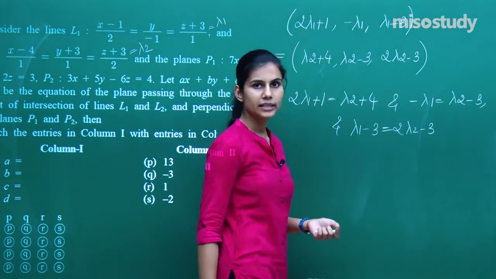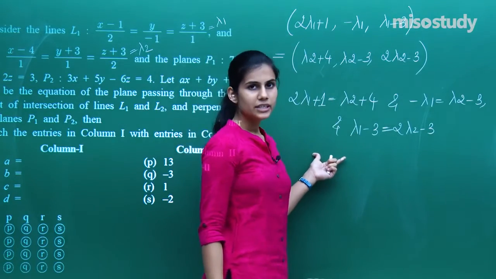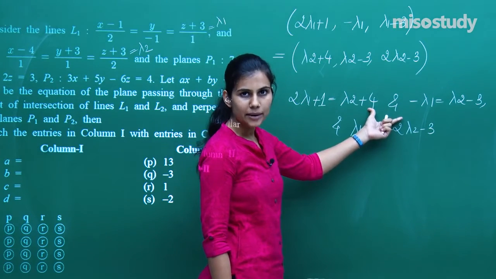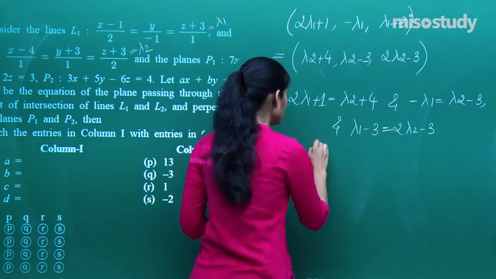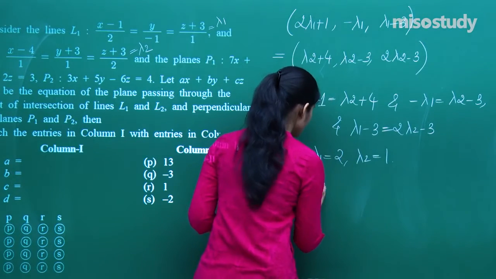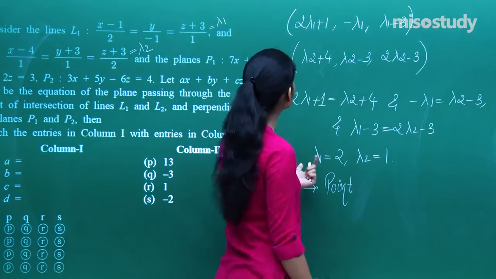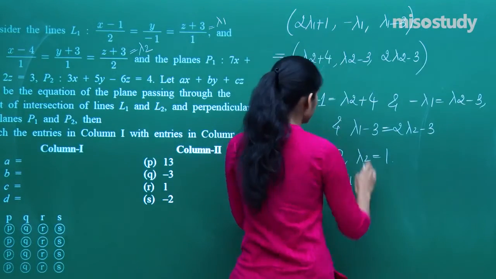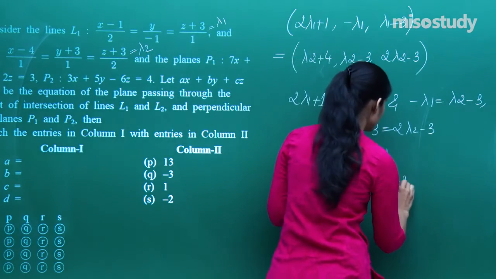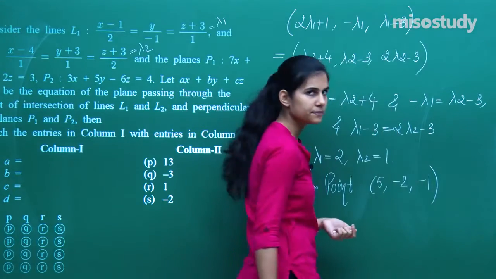Fine. Now, over here, once you've got this, what do you think is the next step? You are going to find out the equations that are formed in lambda 1 and lambda 2 and get the value of lambda 1 and lambda 2. Lambda 1 comes out to be 2 and lambda 2 comes out to be 1, which eventually gives you the point of intersection of line 1 and line 2 as what? So lambda 1 is 2, 4 plus 1 gives you 5, minus lambda 1, so minus 2, and lambda 1 minus 3, 2 minus 3 is minus 1.